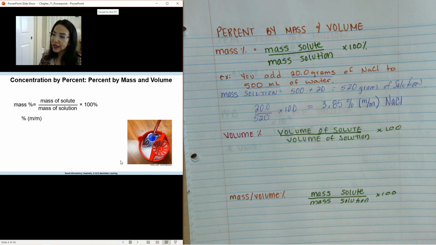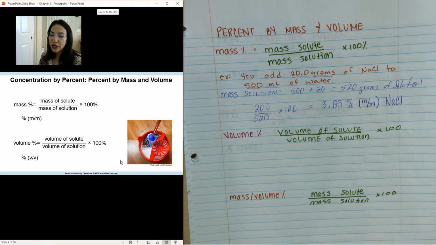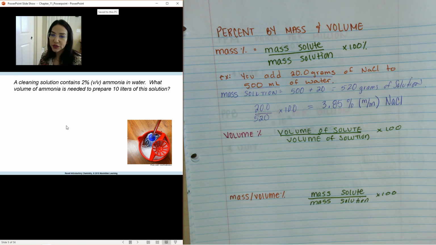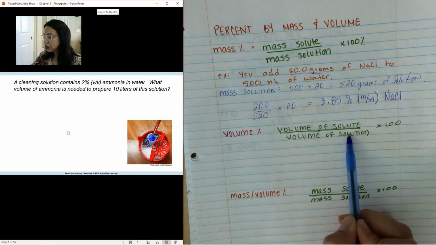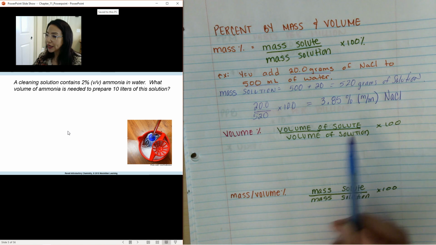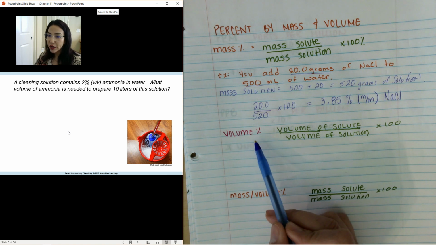All right, let's take a look at the next one, which is volume percent. We're going to use an example of bleach that's given to us here. It says a cleaning solution contains about 2% of ammonia in water. What volume of ammonia is needed to prepare 10 liters of this solution? So we want to prepare 10 liters of the solution. That's the volume. And we're already given the percent, the 2% of ammonia inside of water.